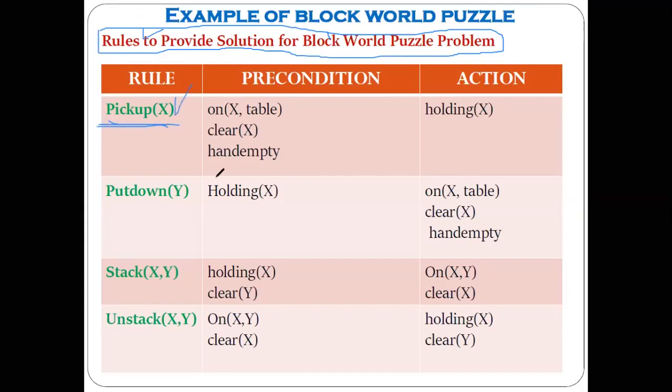Pick up X. Now, what is this X? X is any block, for example. Okay? Now, to pick up X means what? What do you mean by pick up X? Understood. Now, when can the robot pick up X? That is my question. When the robot can pick up X, what preconditions are required for this? Because if the preconditions are satisfied, then and only then can the robot pick up X. Yes or no? Yes, sir.